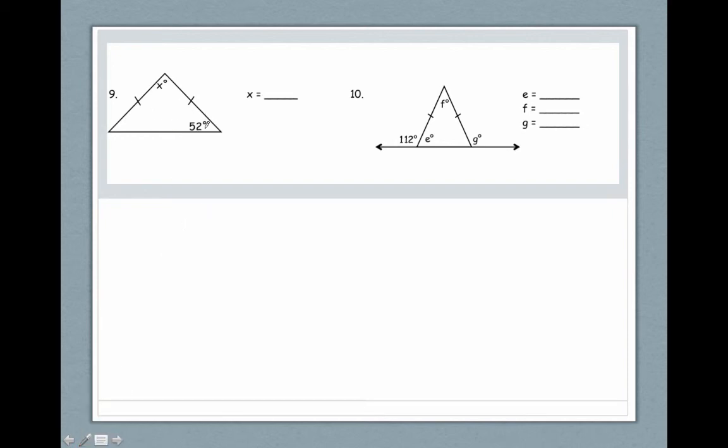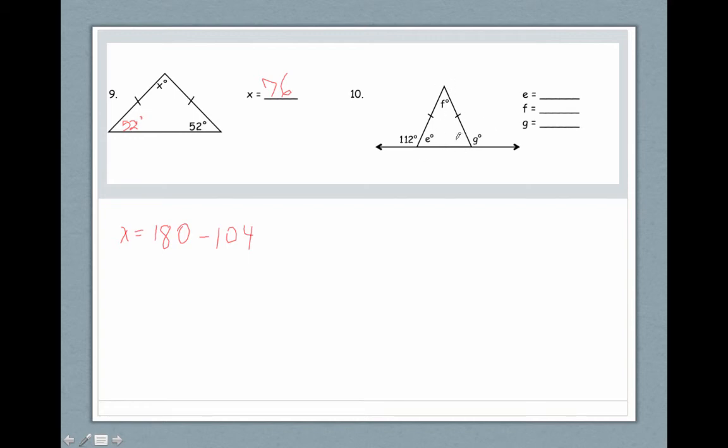Again, we have isosceles triangles. So this is 52. So this is 52. So x is 180 minus the sum of these, which is 104. So x is 76.